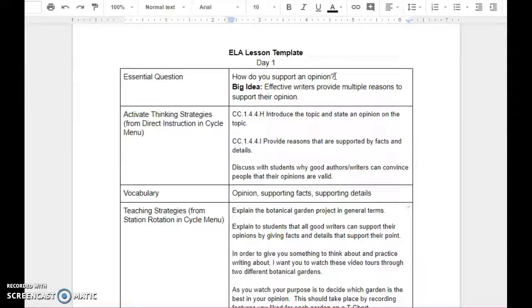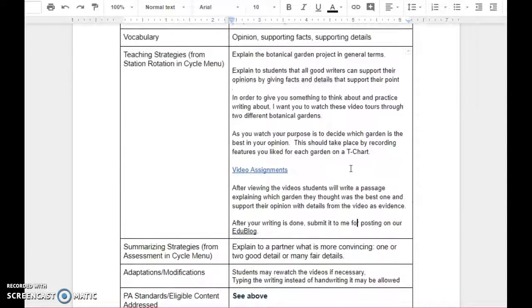Especially, well, they need an introduction to it, and then they need practice at it. So my two major standards were introduce the topic and state an opinion on the topic, and then provide reasons that are supported by facts and details. So the idea of the lesson is that we would discuss one of our ongoing projects in our current language arts modules. And this one is to create a botanical garden made by the students.